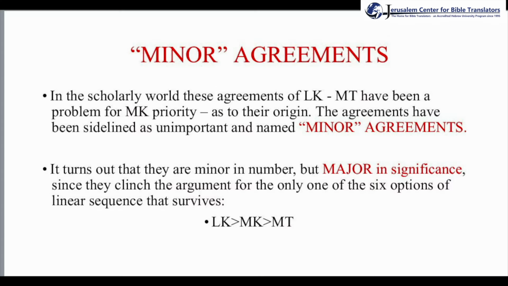Now, the scholarly world is aware of this, that there are agreements between Luke and Matthew that are a problem for Markan priority as to their origin. And they've been sidelined as unimportant. They've been called minor agreements. We don't know how they got there. Turns out that they are minor in number, but major in significance, because they clinch the argument for the only one of the 6 options of linear sequence that does survive, and that's Luke, Mark, Matthew.